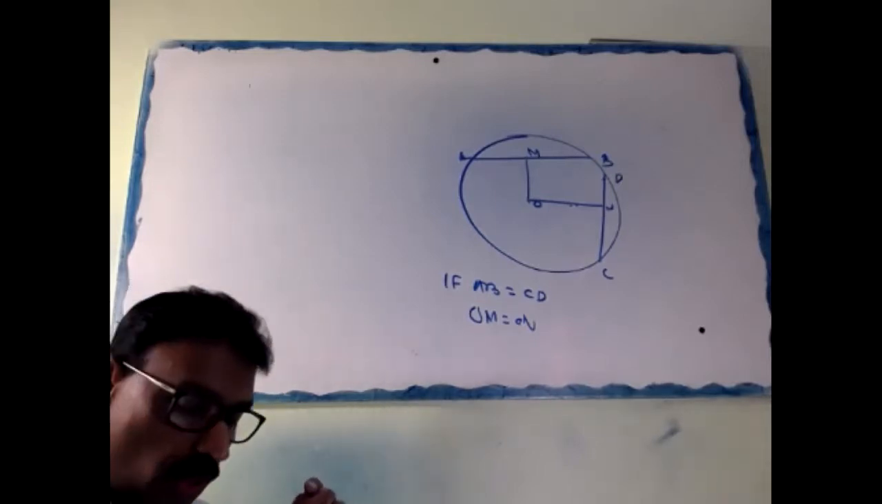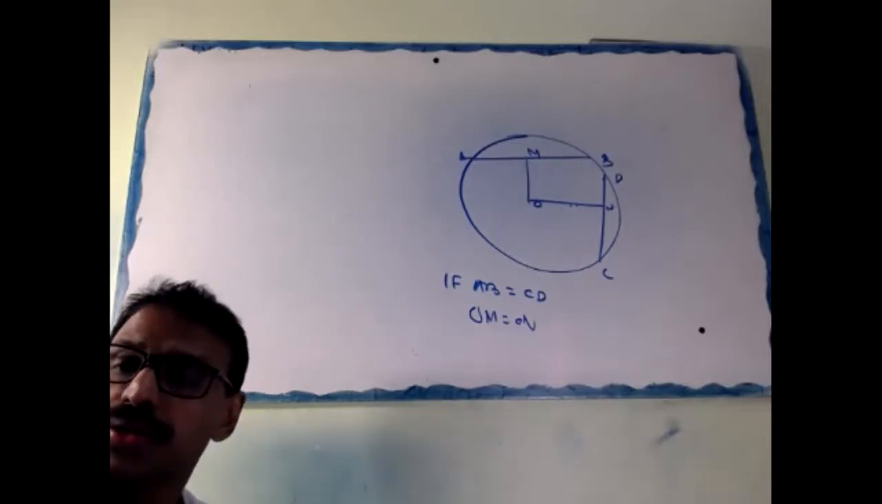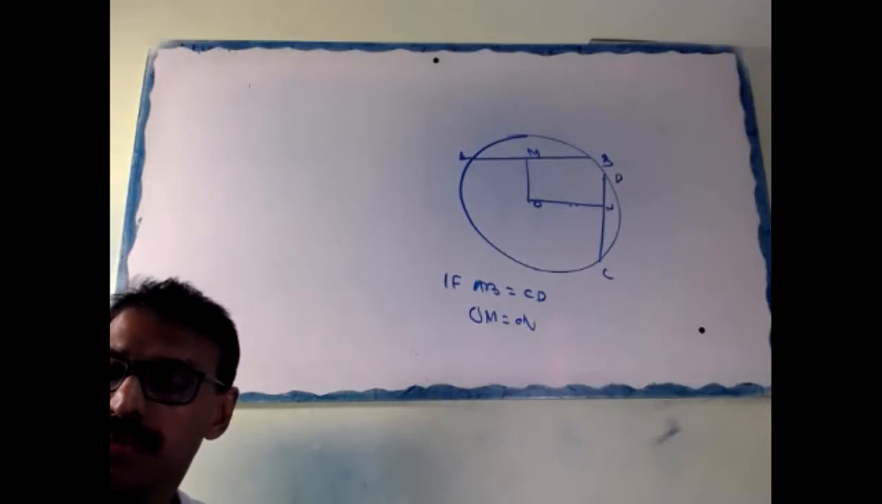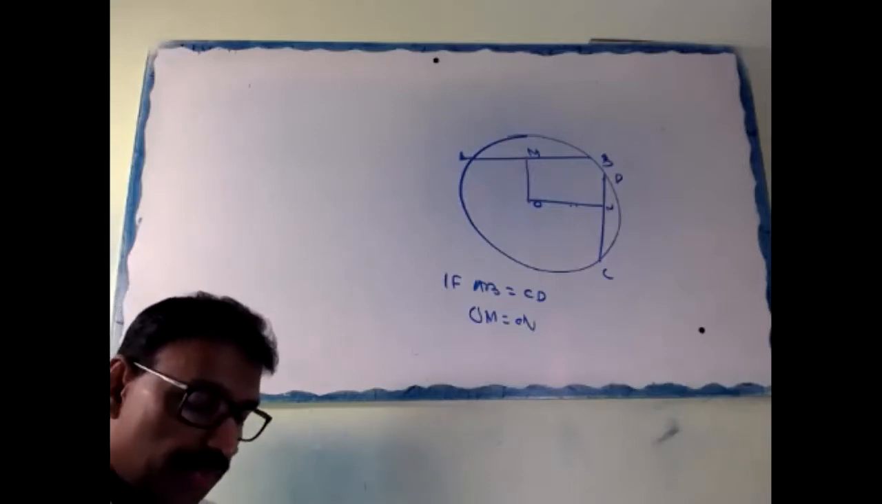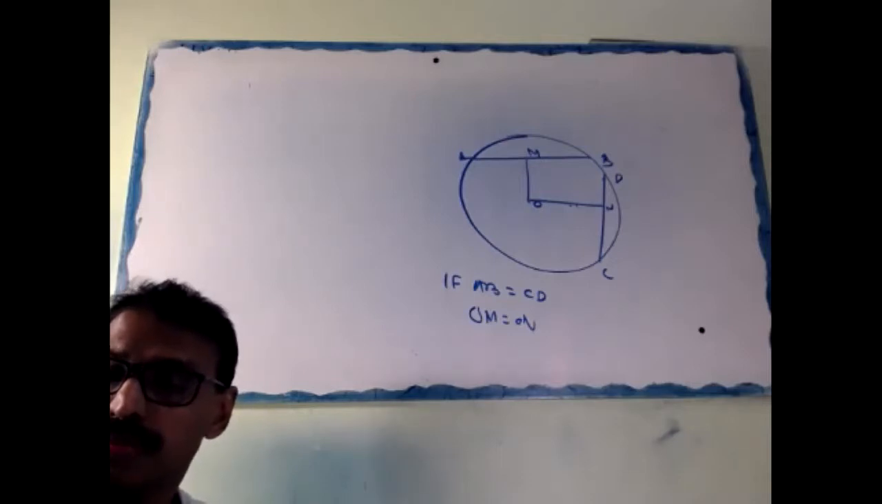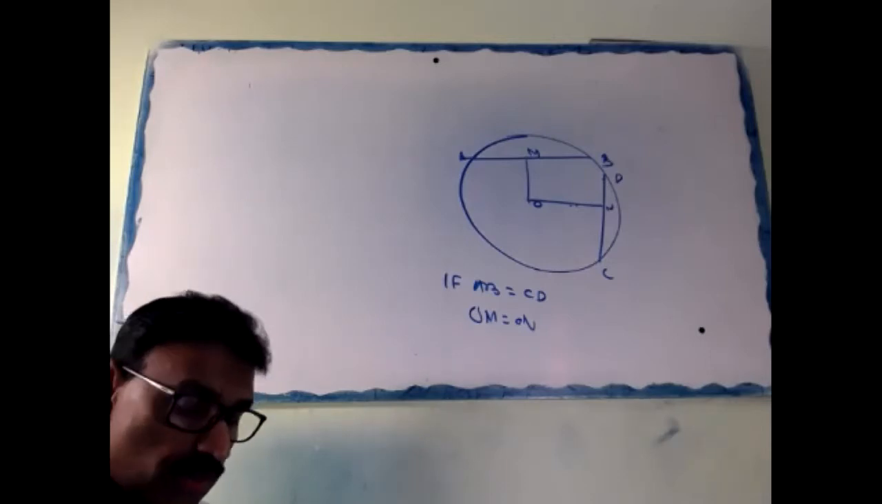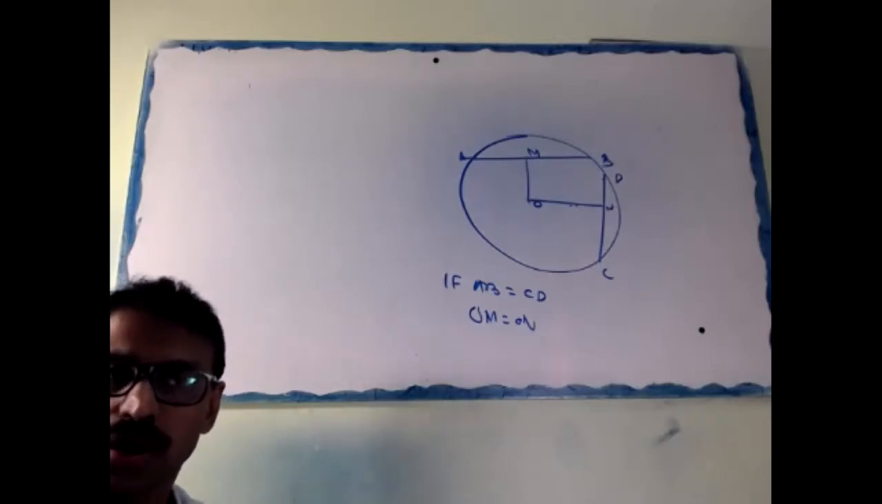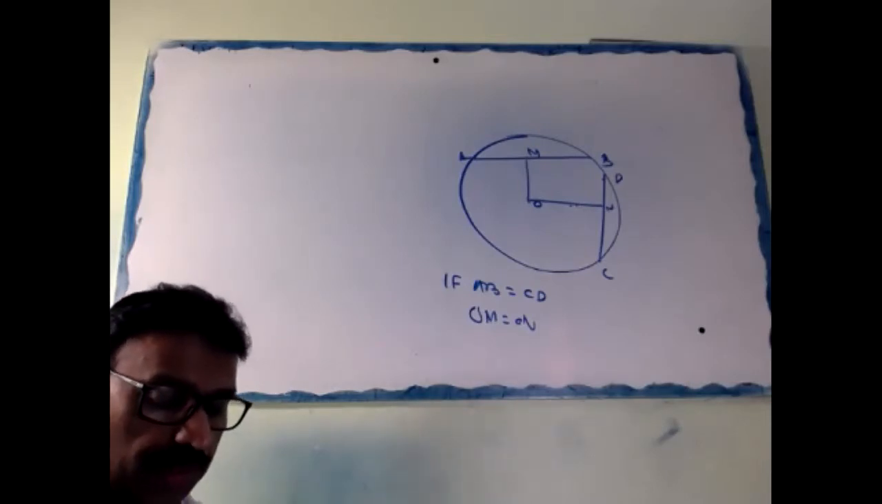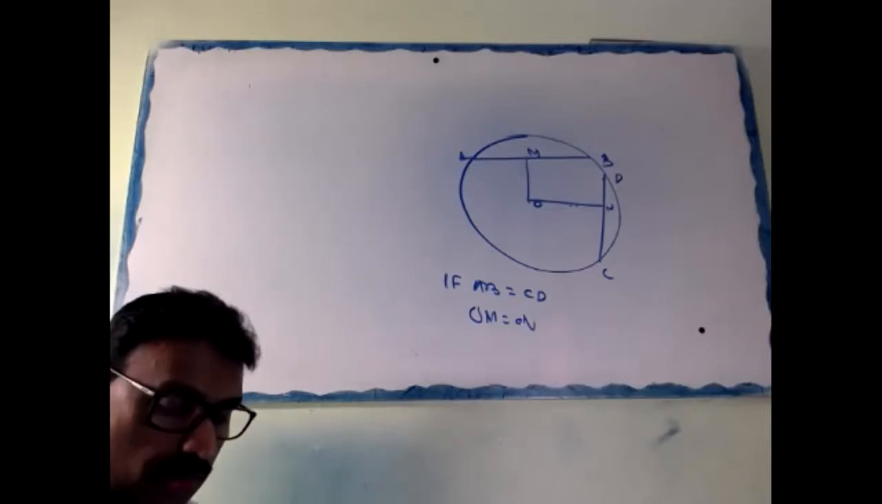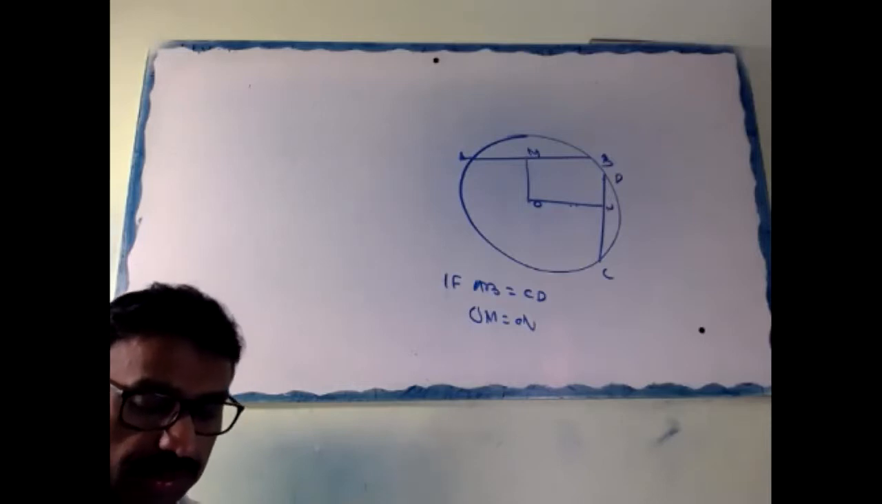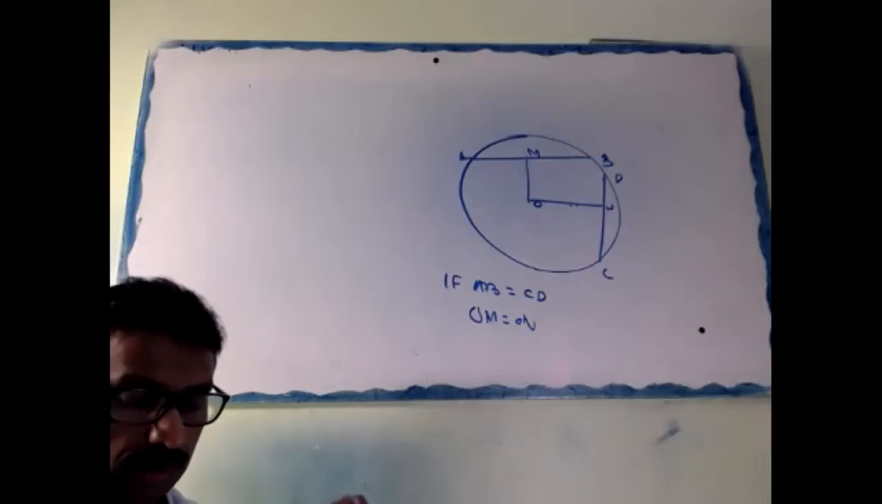Chords of a circle which are equidistant from the center are equal. Chords of a circle which are equidistant from the center are equal.